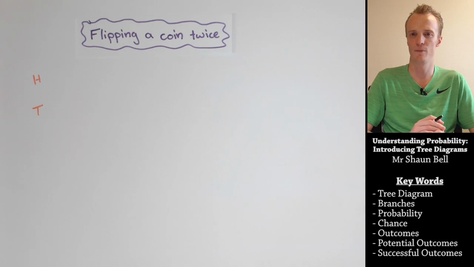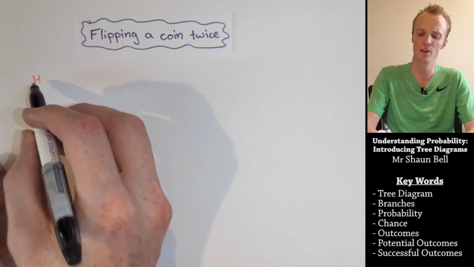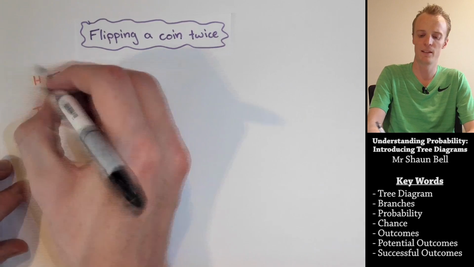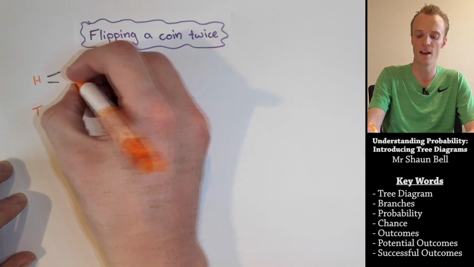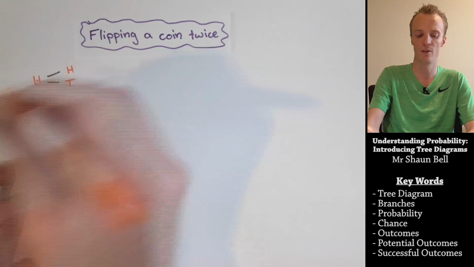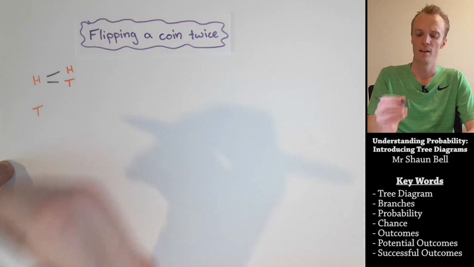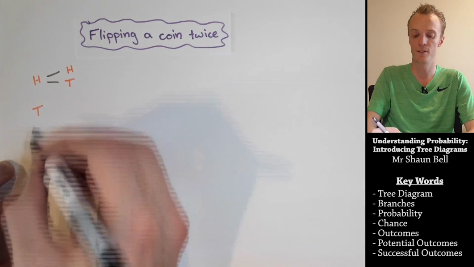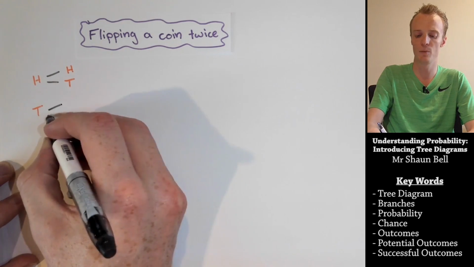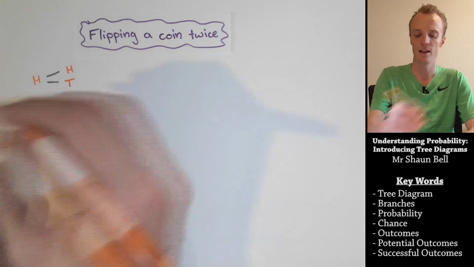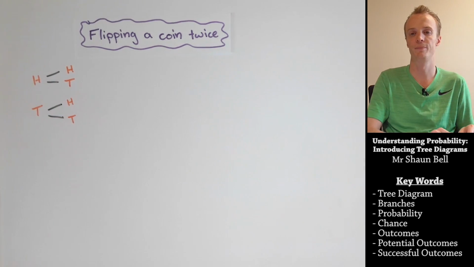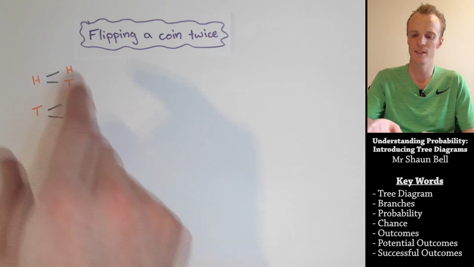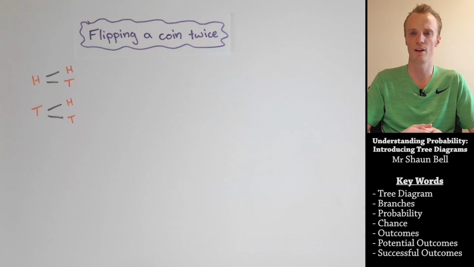Now on the second flip, if we were to get a heads on our first flip, the potential outcomes that we could get are either another head or a tail. However, if we got a tails on our first flip, the potential outcomes are a heads or another tails. Now, how I've represented this is what we call a tree diagram.